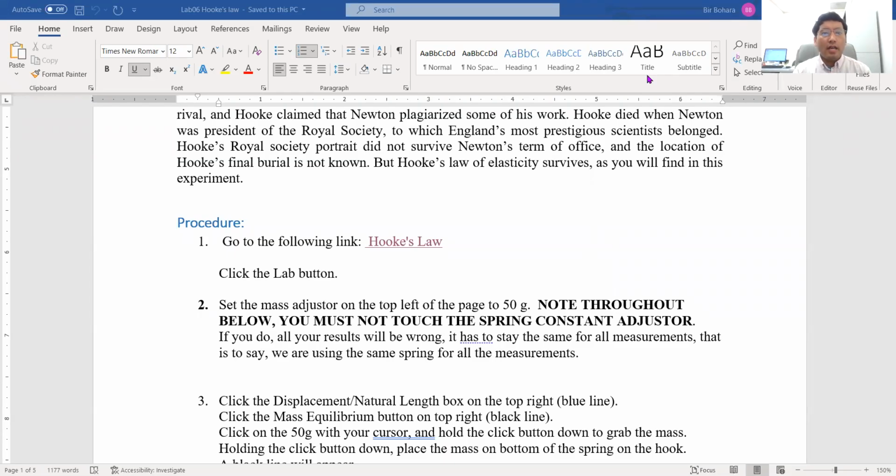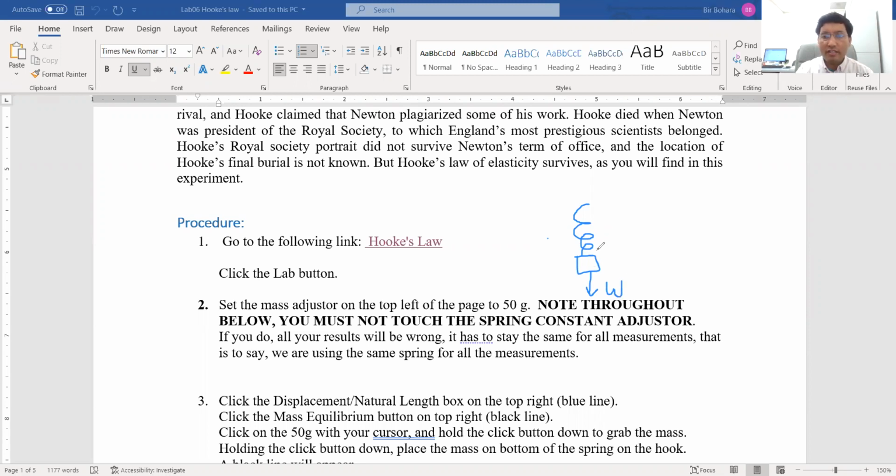In this lecture, I'm illustrating how to do the lab related to Hooke's Law. According to Hooke's Law, the force needed to extend a string is directly proportional to the extension. For example, if you have a spring here and you hang a certain mass, the force will be downward, which we call weight W. Then the spring will displace.